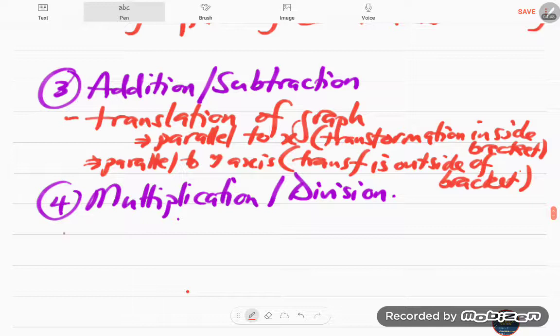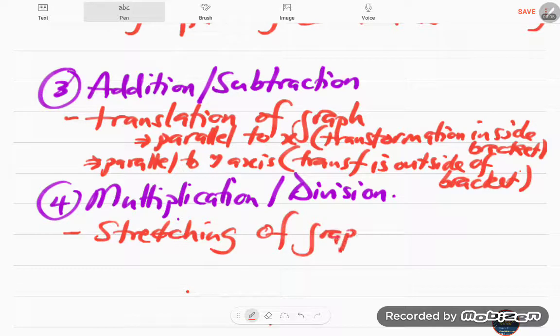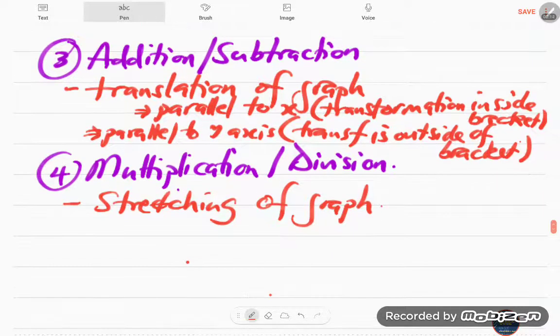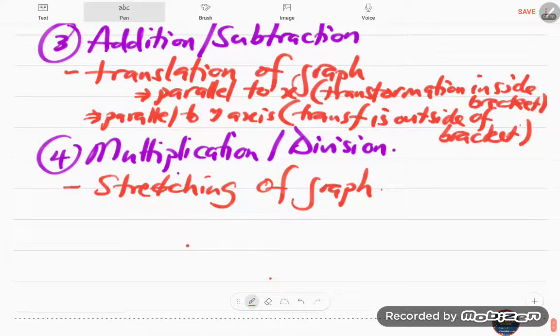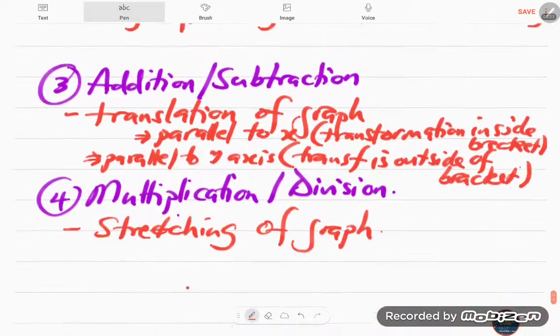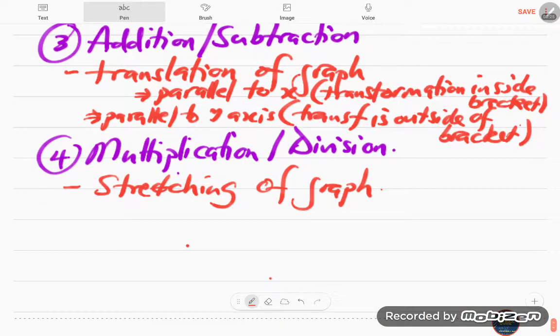Multiplication and division, these result in stretching of the graph. But this may also depend on the nature, where you actually shrink or diminish the graph. Again, we're going to be looking at those cases. So that's what multiplication and division are going to be on. Right, now let's look at the specific cases that you're going to have to apply of those summarized formats. Okay, just going to draw this here.